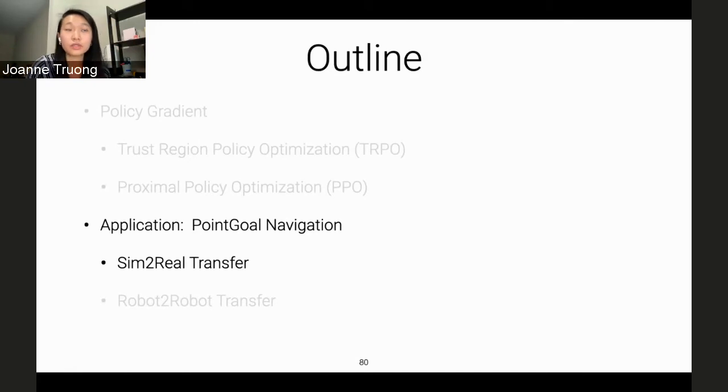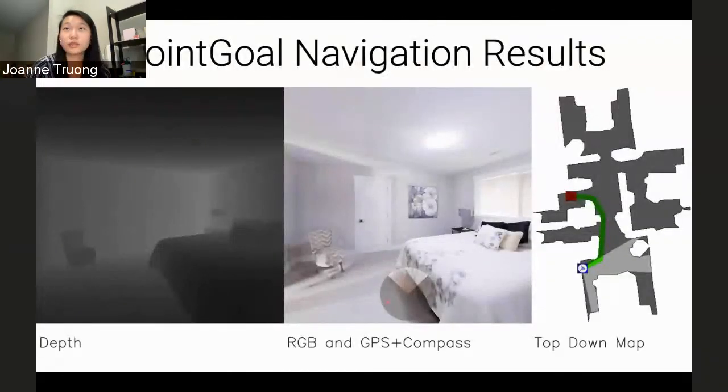So now I'll transition into the last part of the lecture, which is applications to real-world robots. I'll start with point goal navigation and also talk about sim-to-real transfer. So again, in the task of point goal navigation, the agent is spawned in an environment and it has to navigate to a goal location without access to a map.